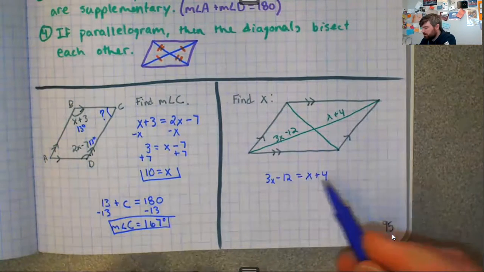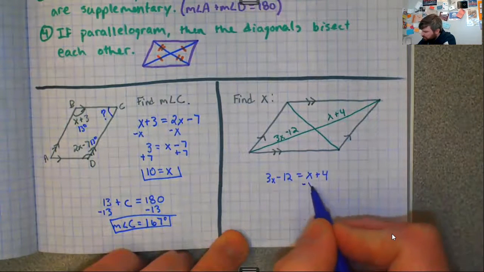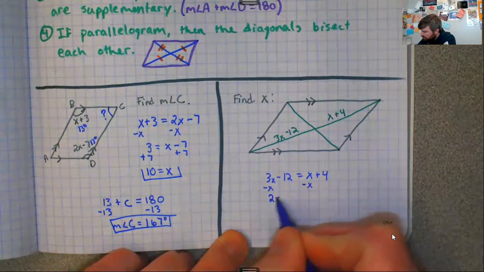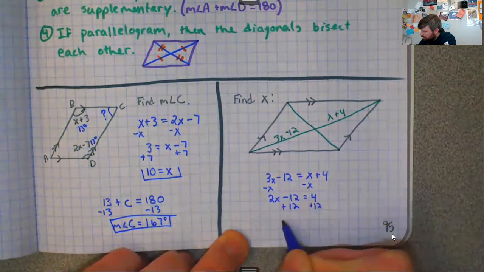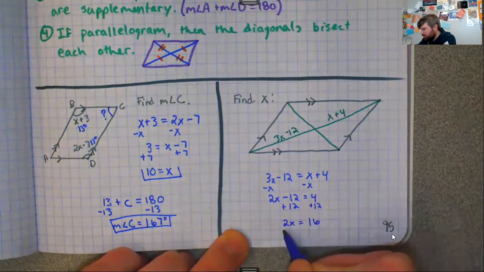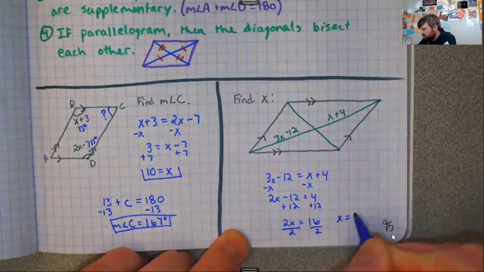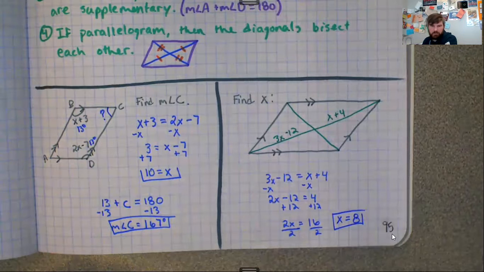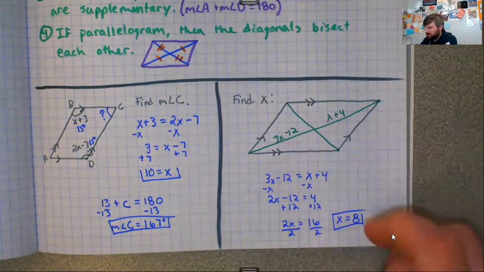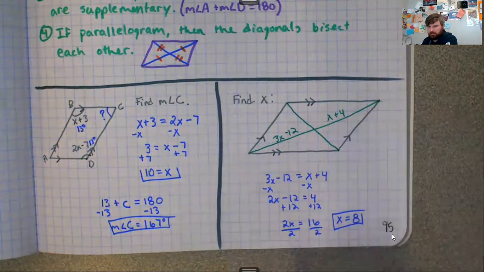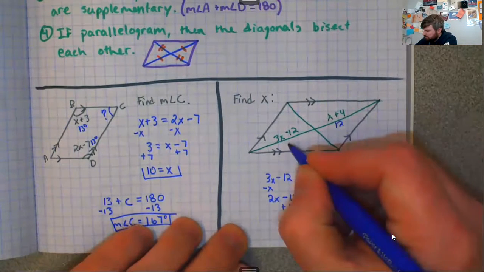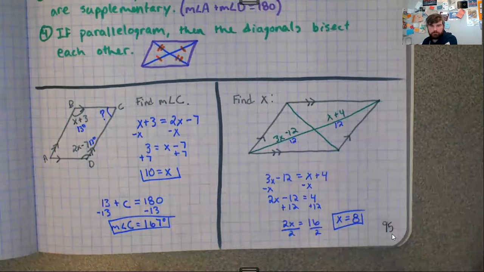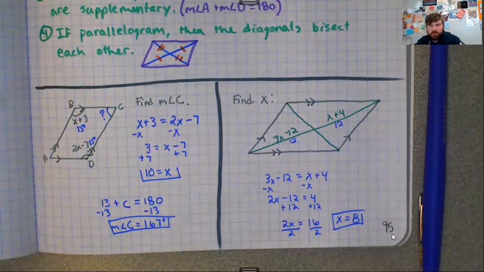And we just have to figure out what x is. So I'm going to subtract x from this side. Get 2x minus 12 equals 4. I'm going to add 12. 2x equals 16. Divide by 2. And x equals 8. Okay. And then I could plug that in and find the length of each one of those sides if I wanted. Let's see, 8 plus 4 is 12. So this is 12 units and this is 12 units. All right, that is going to do it for properties of parallelograms.